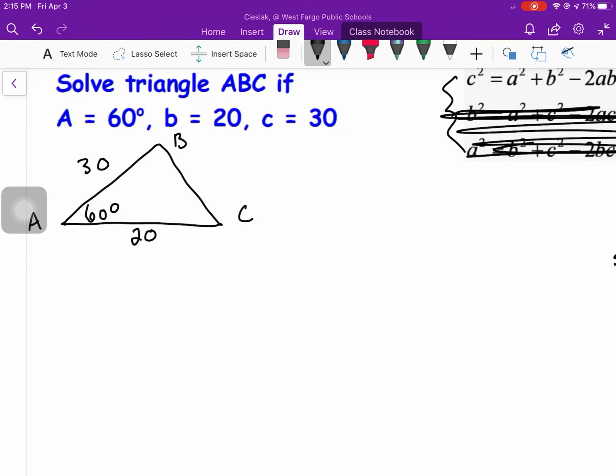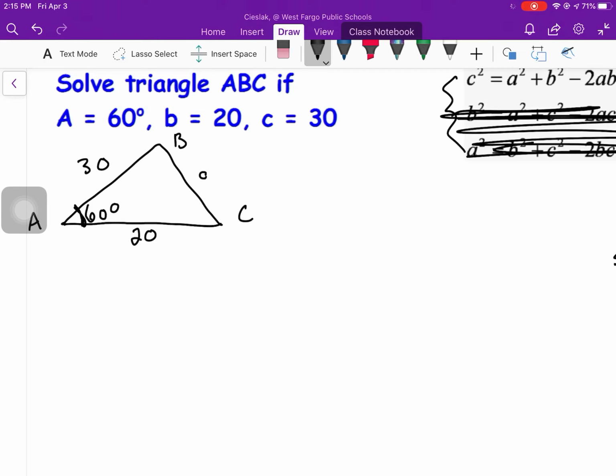Okay, so could we use law of sines here? And the answer is no, because I would have to go like sine of 60 over x is equal to, I don't know the angle opposite 20 or the angle opposite 30. So this is where we've got to use law of cosines, and this is on that first page where we said if you have side angle side, you need to use law of cosines.